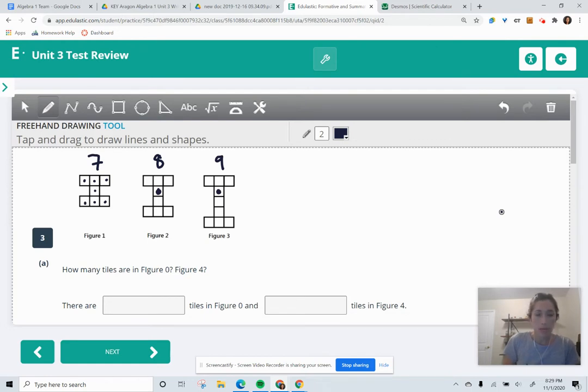So how many would we have in figure 0? Well, if I'm adding 1 here, we would want to do the opposite and subtract 1. So we'd have 6 tiles. Ignore that. We have 6 tiles in figure 0. And in figure 4, well, if I'm adding one more, we would have 10 tiles in the next figure. Just one more in that center area. We have 10 tiles here.